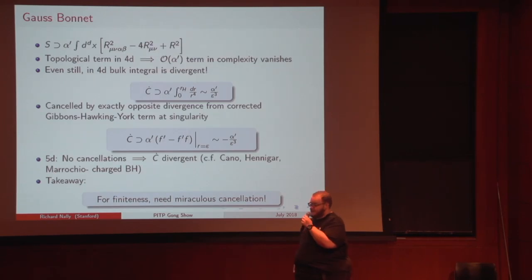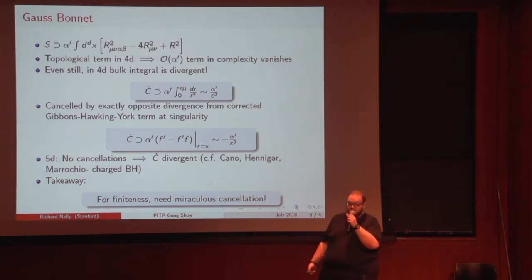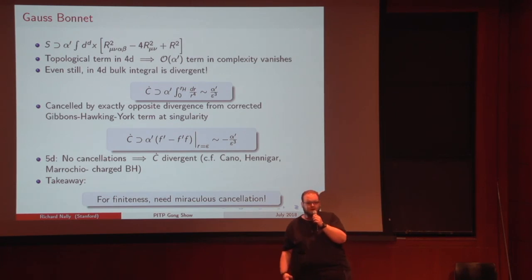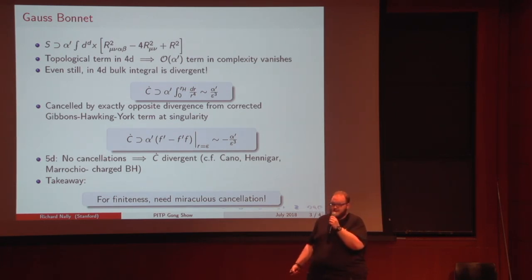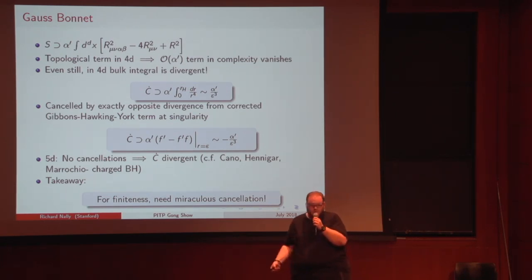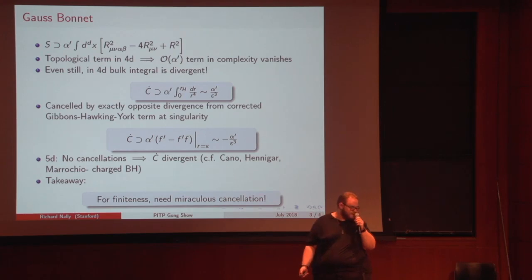To drive home why this is an issue, I have a pretty simple toy model. It's the simplest theory of higher curvature gravity you can think of, more or less, which is Gauss-Bonnet gravity in four dimensions. It's so trivial, it's completely topological. It's just a number, basically, once I evaluate it. And so it can't really affect the rate of complexification, being a number.